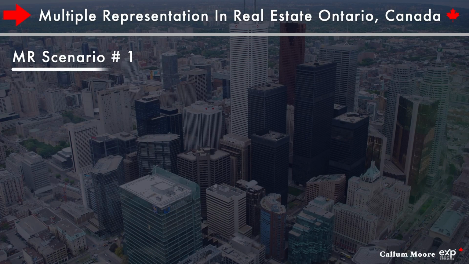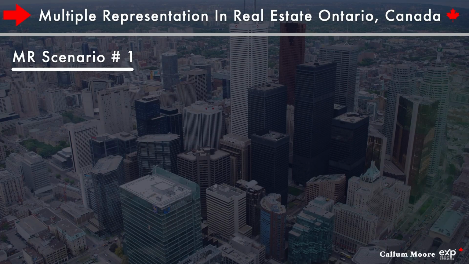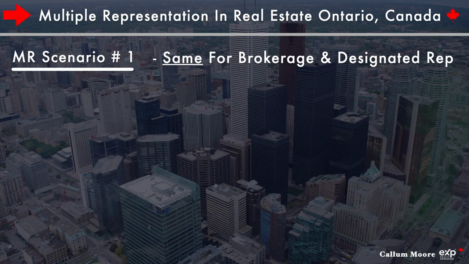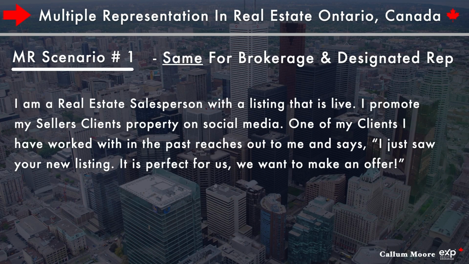Scenario number 1. Moving forward, I'm going to be referring to multiple representation as just MR. This scenario is the same for both designated representation and brokerage representation. I'm a real estate salesperson with a listing that is live. I promote my seller's client's property on social media. One of my clients I've worked with in the past reaches out to me and says, I just saw your new listing. It is perfect for us. We want to make an offer. At this moment, I have one seller client, of course, my listing, and I have one buyer client that's coming in that is a previous client of mine that wants to make an offer.